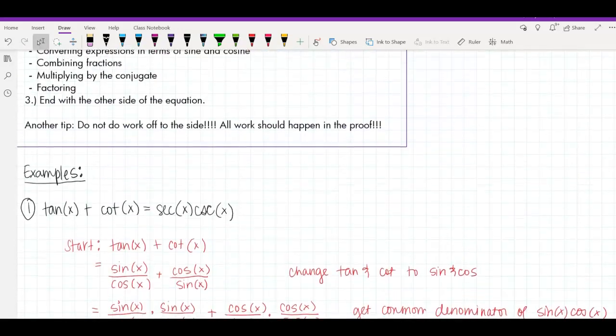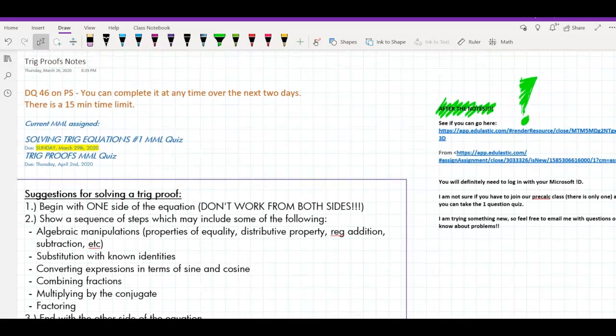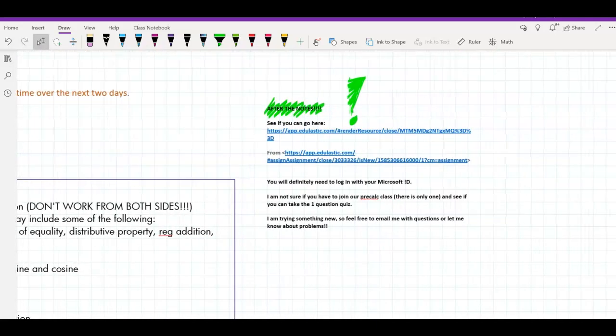All right, so once you go through and work out all of your practice, one of the things I'd like you to do is see if you can get onto this Edulastic assignment and do the one question proofs quiz. It's a reordering question, so all the steps are there. You just got to put them in order. And I'm really trying to see how well this Edulastic software works.